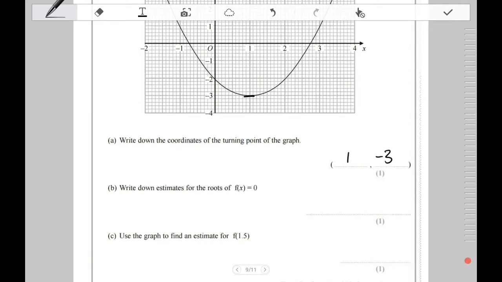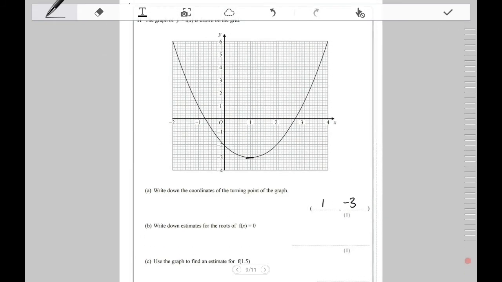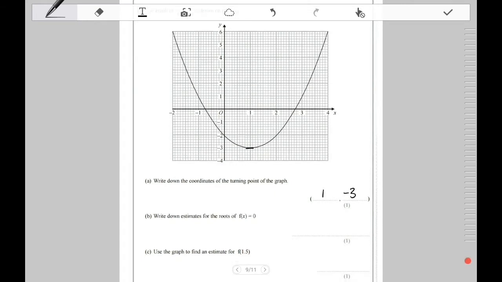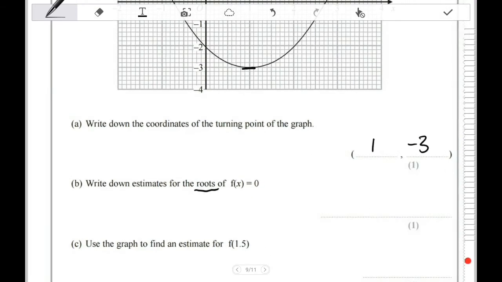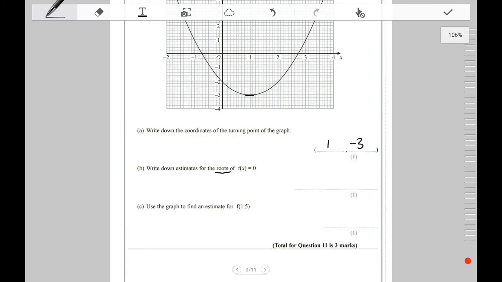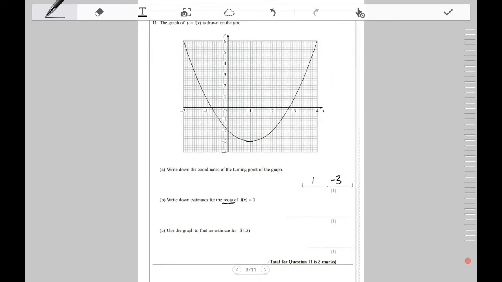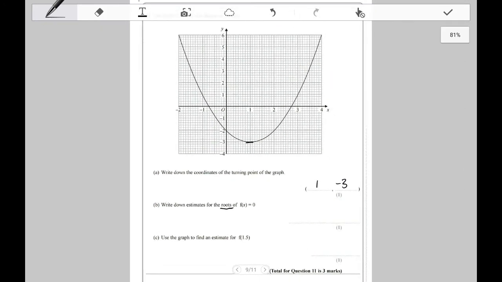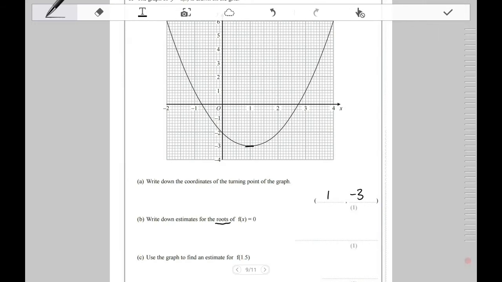Okay, write down estimates for the roots of the function of x, in this case, this graph, this sketch, equal to 0. Notice how it says roots, meaning that we're expecting more than one number. What this means is, it's asking, when does this graph equal 0? And for those points where it equals 0, what are the x coordinates? So when it says roots, it usually means the x coordinates.